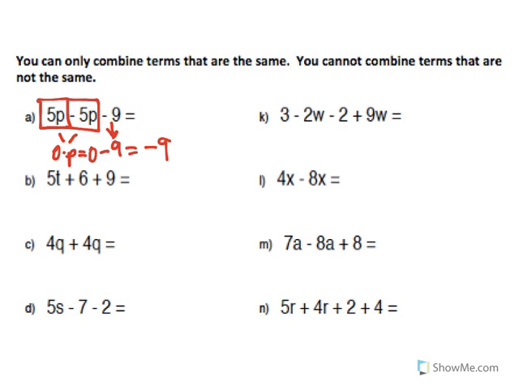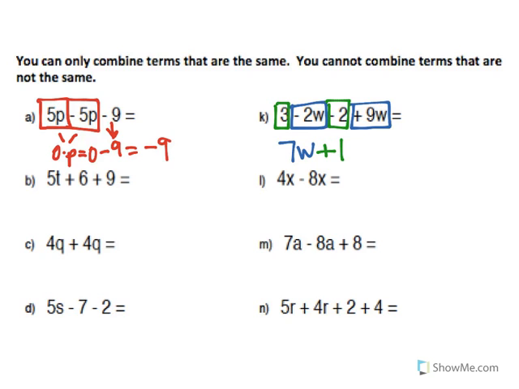Let's do this one. First, I need to identify the like terms. So I need to locate the variables with the same letter and the same exponent. Here I have a negative 2w and a positive 9w. I combine them together. Negative 2 plus 9 gives me 7w. And then remember that constants are always like terms. I have 3 minus 2 gives me positive 1.